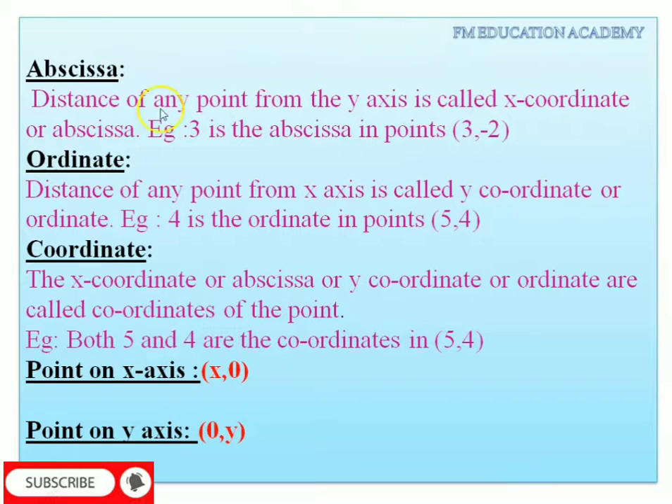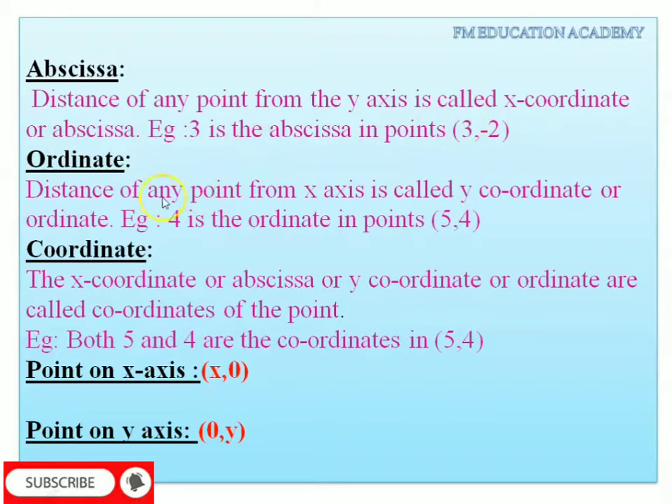Abscissa. What is abscissa? Abscissa is the distance of any point from the y-axis. It is also called the x-coordinate. For example, if you see here, the point is (3, -2). That is, the x-coordinate is 3 and the y-coordinate is -2. When you draw any graph, the distance of a point measured from the y-axis is called the x-coordinate. So here 3 is the abscissa.